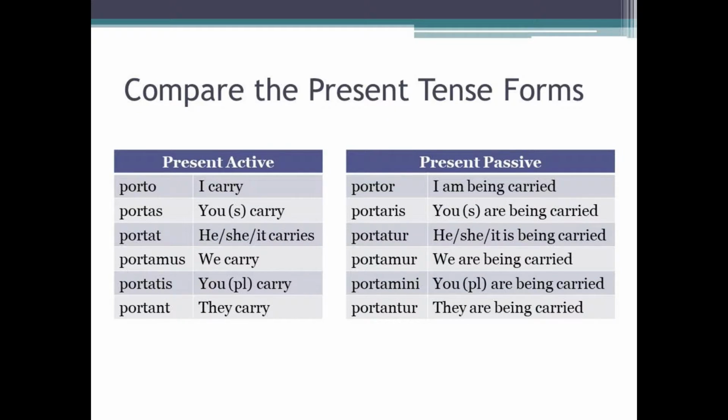So now, let's compare the active and passive forms of the present tense. So the present tense active form of the verb porto is on the left hand side, and the passive form is on the right hand side. And you'll notice how the passive has been translated with the word "being".